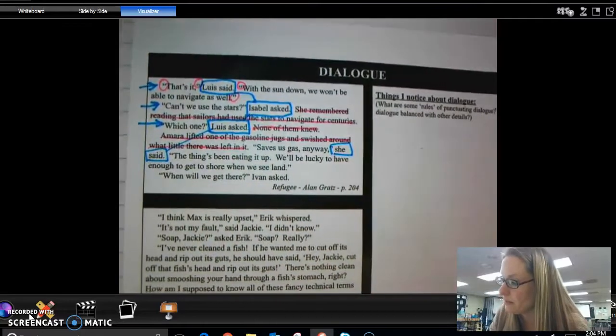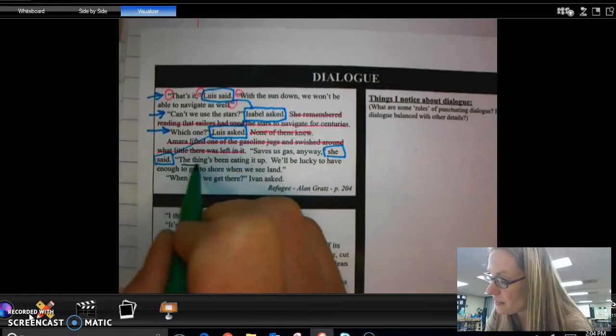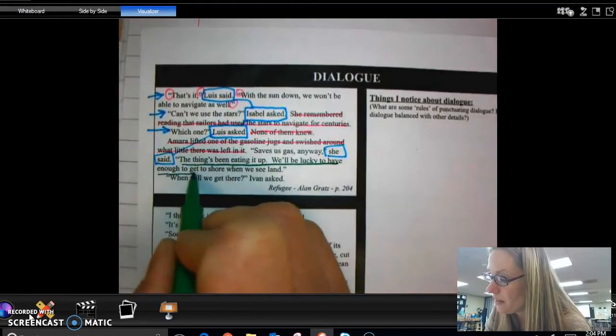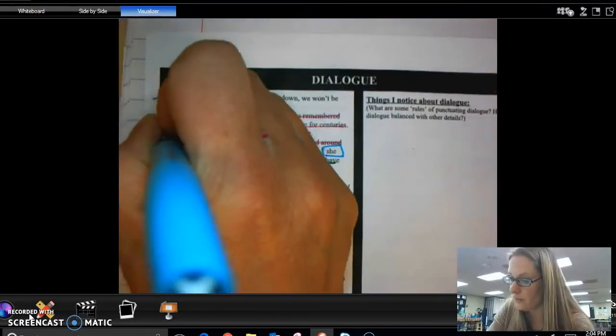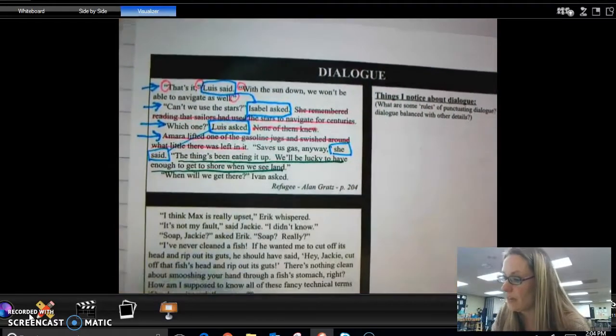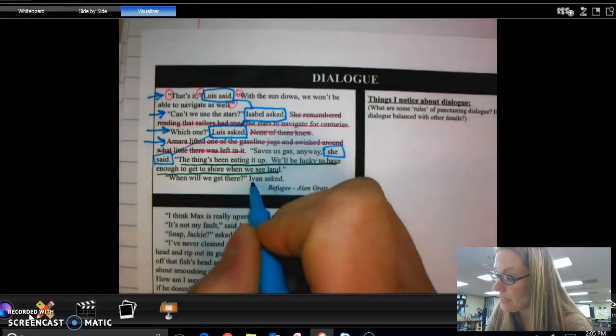Okay, and here she's still talking. And so instead of starting a new paragraph, since it's still her talking, what did he do? He just left it all together. Okay. And then we have a new character being introduced here. "Then when will we get there?"